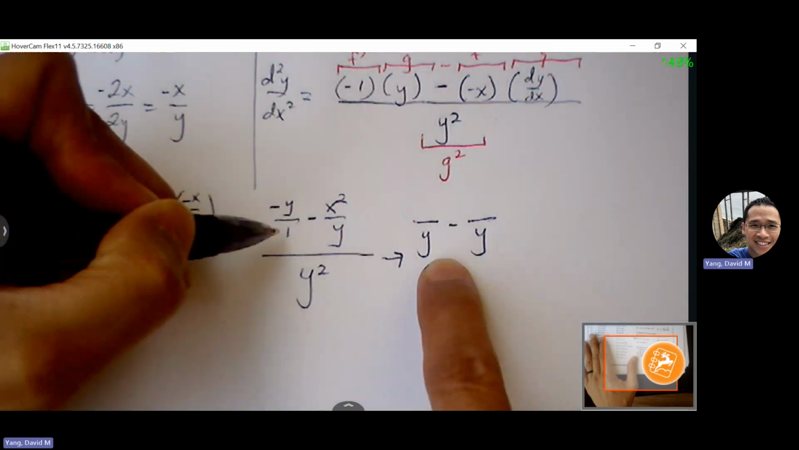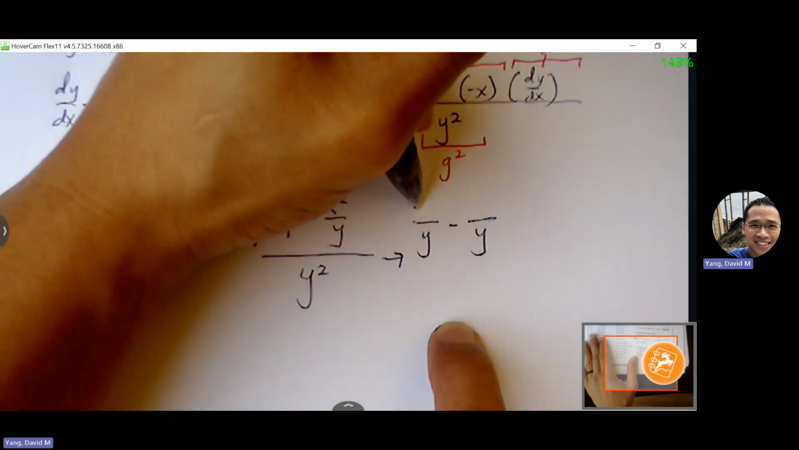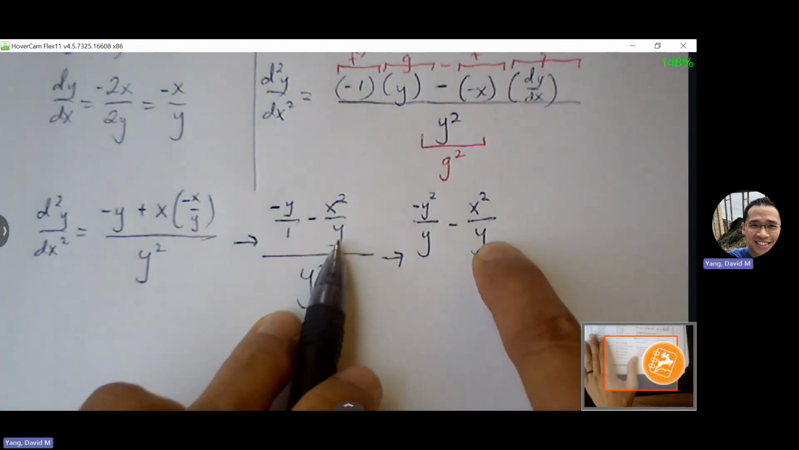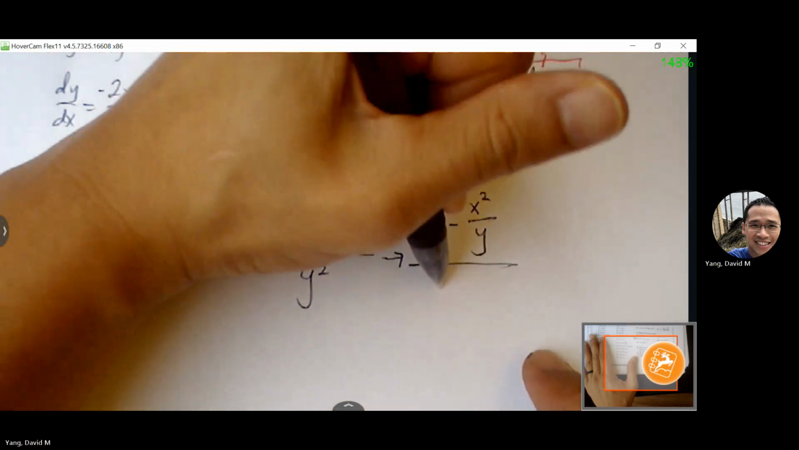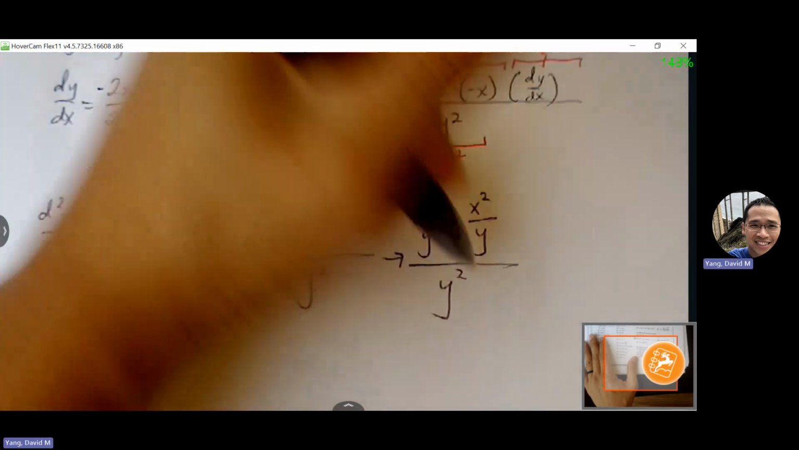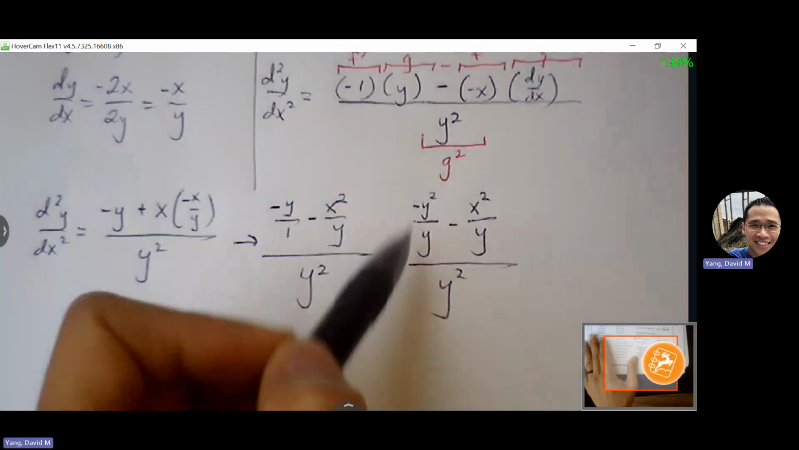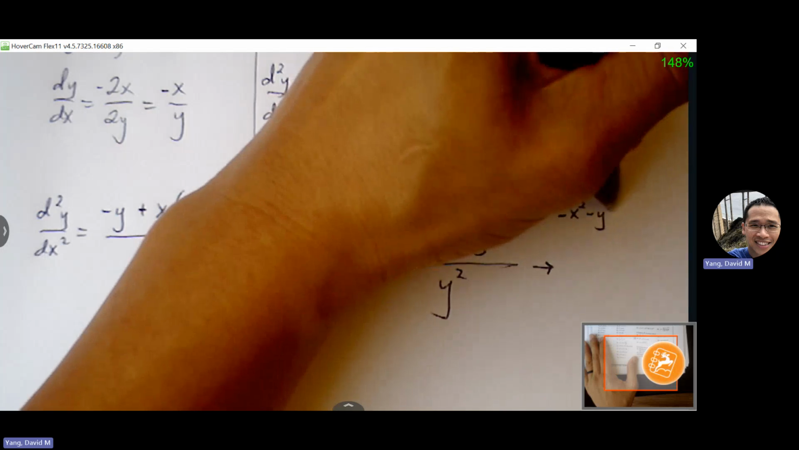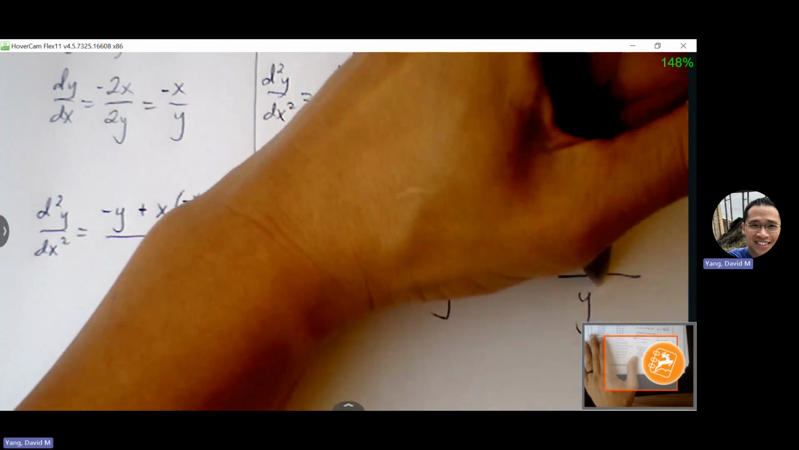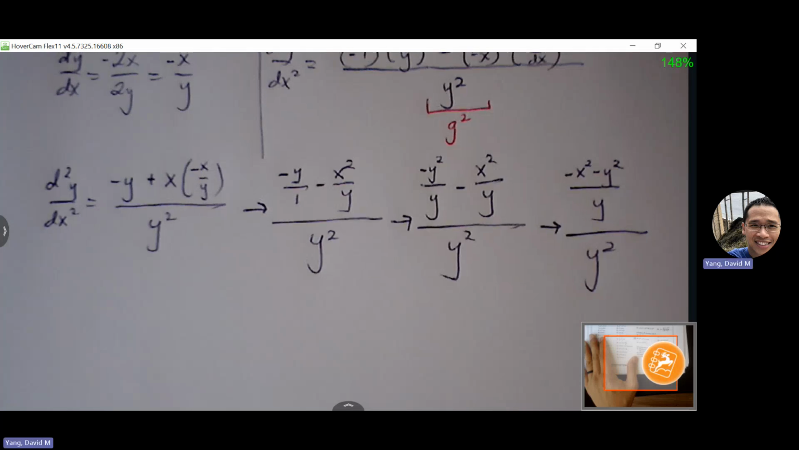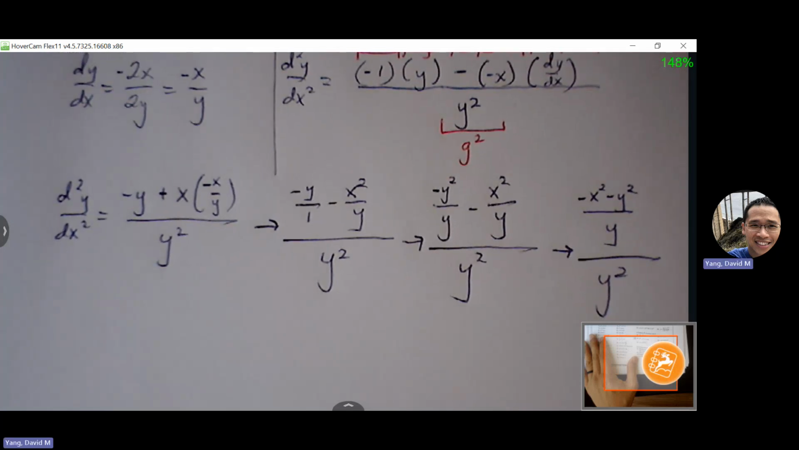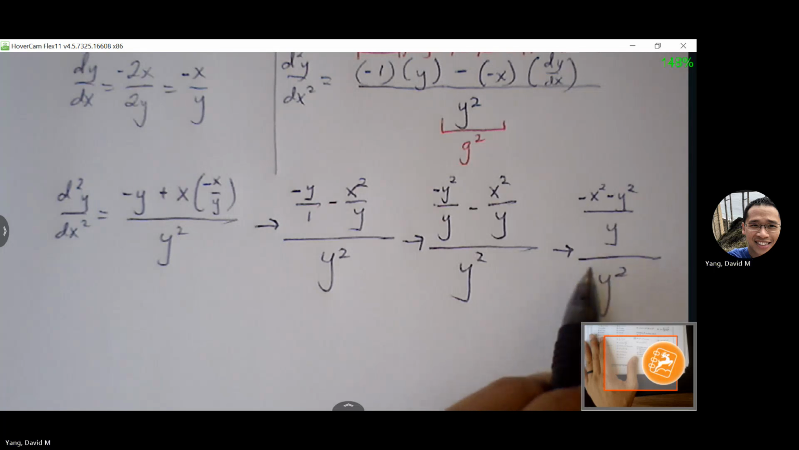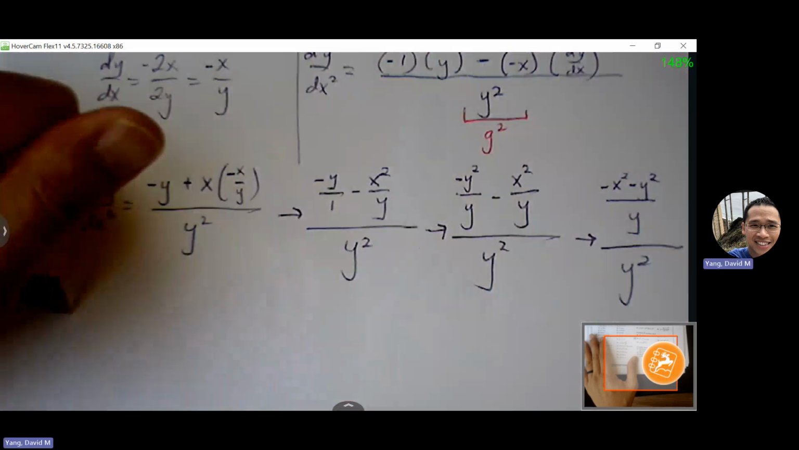Balance each of the fractions. This one is missing a y, so multiply top by y as well. This second fraction, no changes, so I'm going to leave it as x squared over y. Sorry, y squared. Okay. Now this can merge into one fraction up at the top here. So I get negative x squared minus y squared over y, all over y squared. Okay. No calculus, right? We're just trying to do all sorts of cleanup. Now, dividing by y squared is the same thing as multiplying by the reciprocal, 1 over y squared. So we reset here.